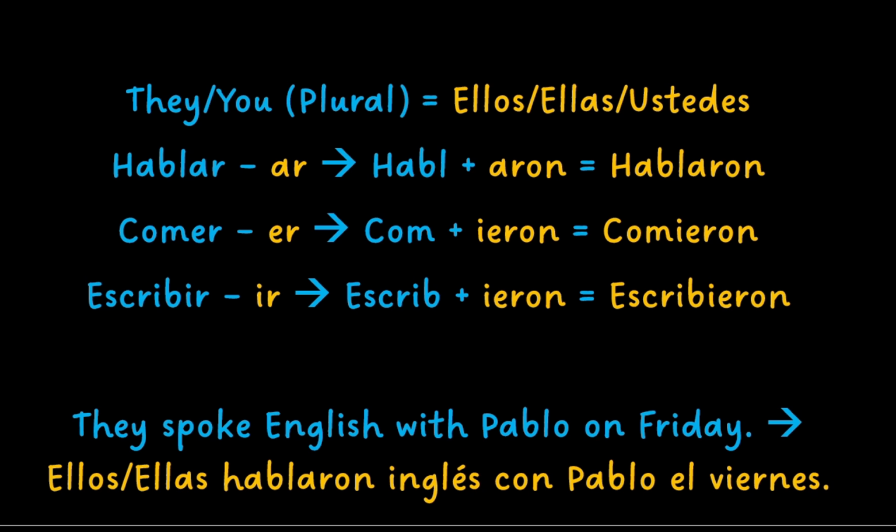They in Spanish is ellos or ellas, and you when talking to multiple people is ustedes. To conjugate these forms, we drop the endings, and for hablar, we add ARON. And for comer and escribir, we add IERON. So hablar becomes hablaron, comer becomes comieron, and escribir becomes escribieron.